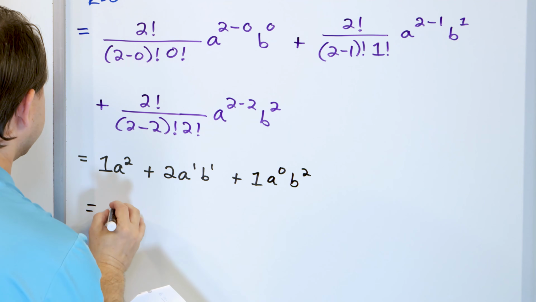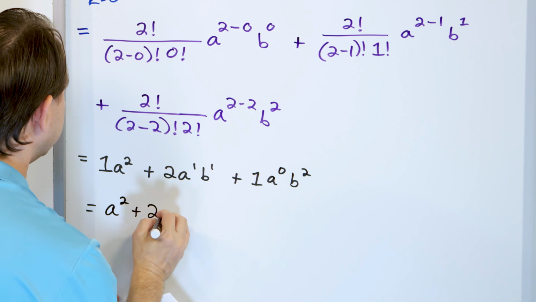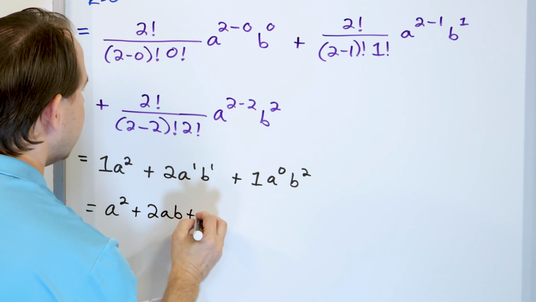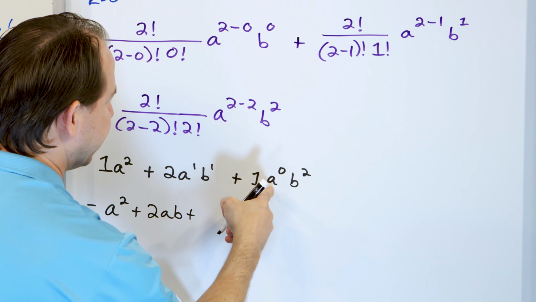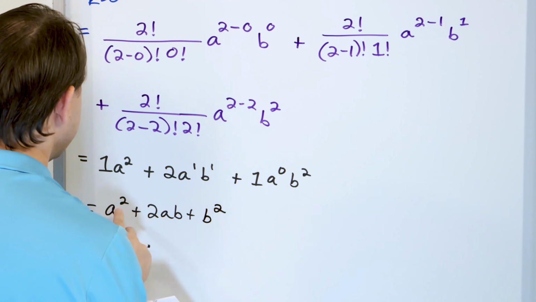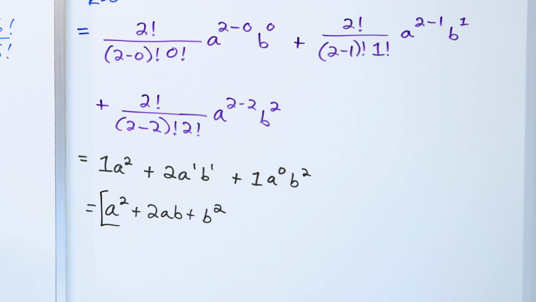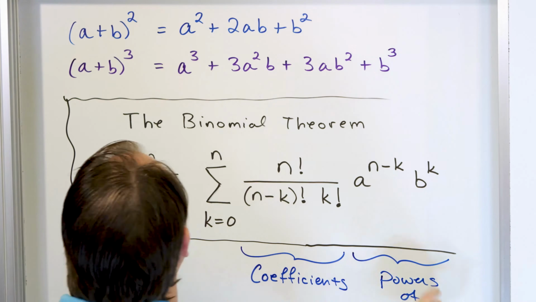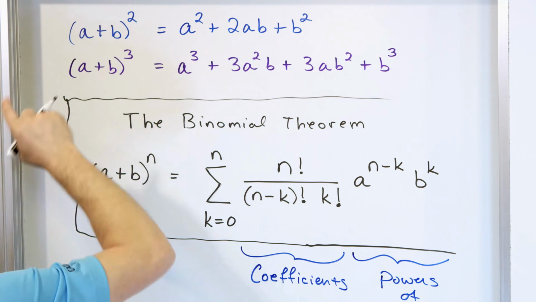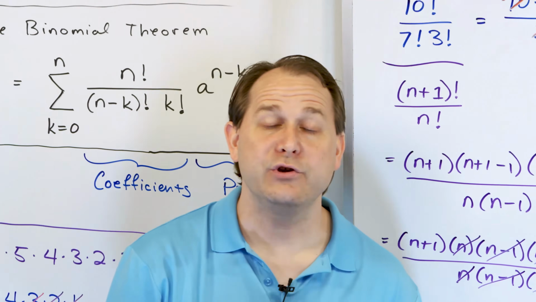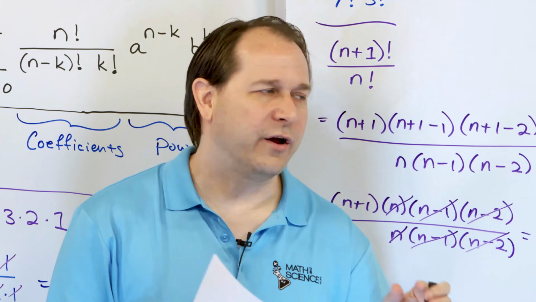So your final answer is a squared plus 2 times a times b plus 1 times, this is 1, a to the 0 is 1, b squared. A squared plus 2ab plus b squared. Okay, a squared plus 2ab plus b squared. That's exactly what we get when we wrote it down in the beginning of the lesson, and that's exactly what you get if you do FOIL and multiply all those terms.